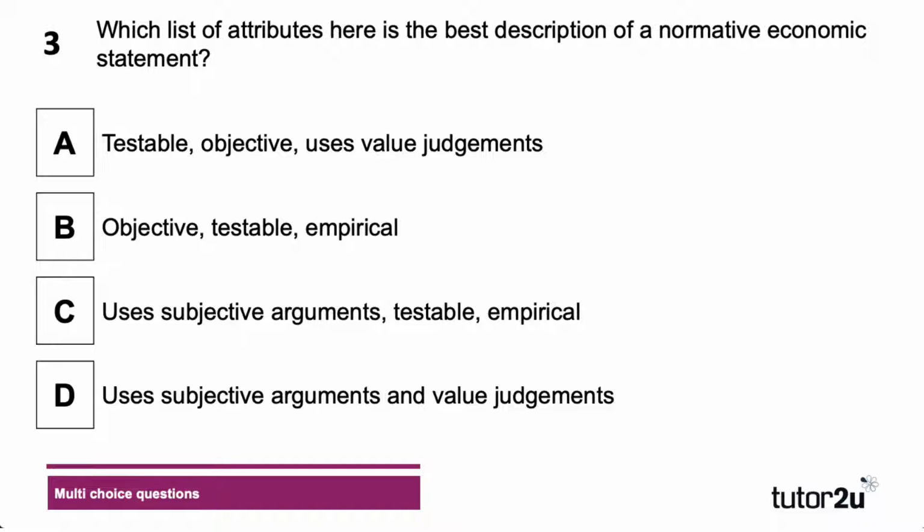Now we're thinking about normative economic statements. So here, which of these has got the best list of attributes? Which is the best description of a normative economic statement? You've got a bit of a pick and mix here between A, B, C, and D. Read through and see which gives you the best mixture of attributes to describe a normative economic statement.